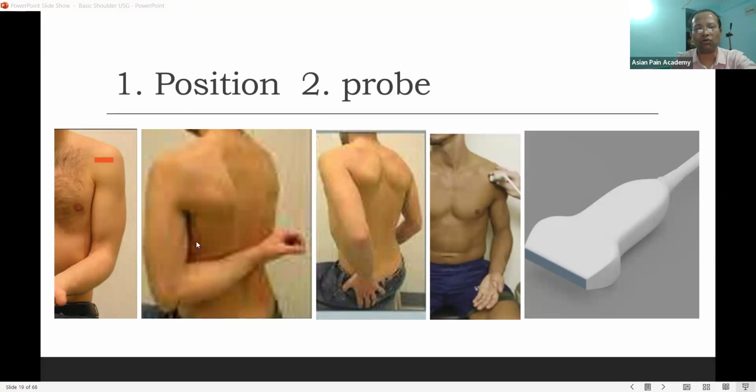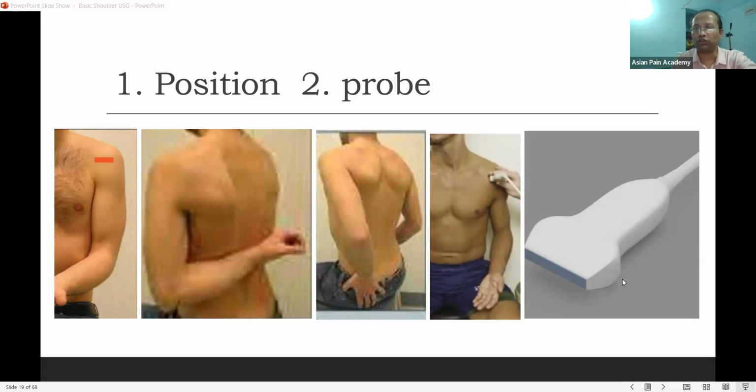We do not need to go for the cross and modified cross positions, because these two positions are possible in volunteers only, not in patients, because patients have too much pain. So we go with this position, which serves the purpose of all other positions. And we will do some dynamic movements also to see the different tendons.